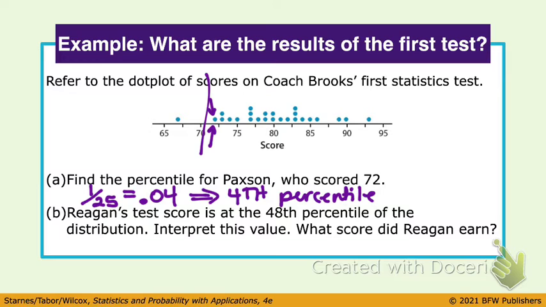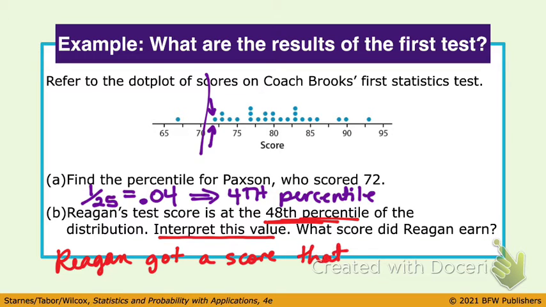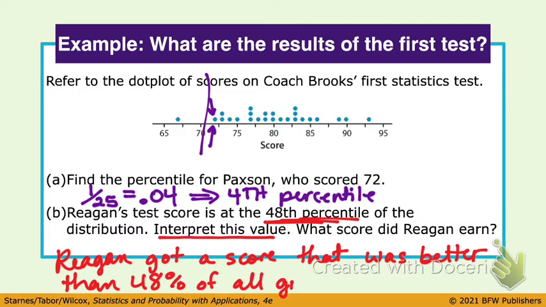Now, Reagan's test score is at the 48th percentile of the distribution. First thing we're going to do is interpret this value. So here's what that means. That means that Reagan got a score that was better than 48% of all grades. So Reagan scored better than 48%.